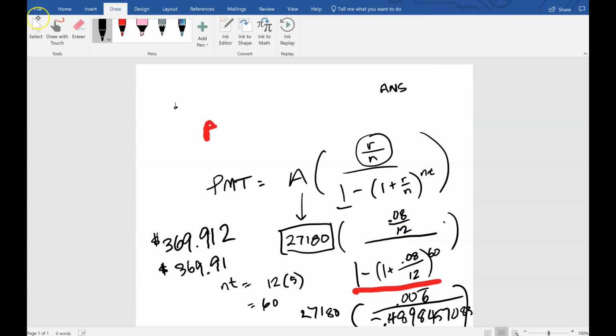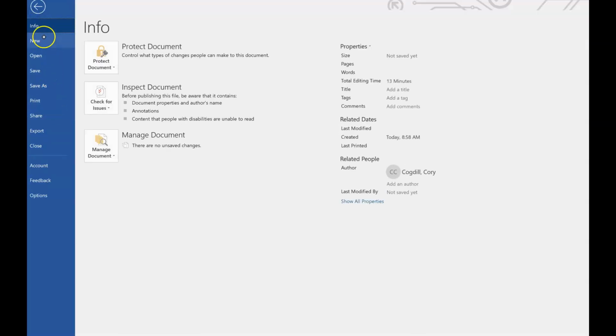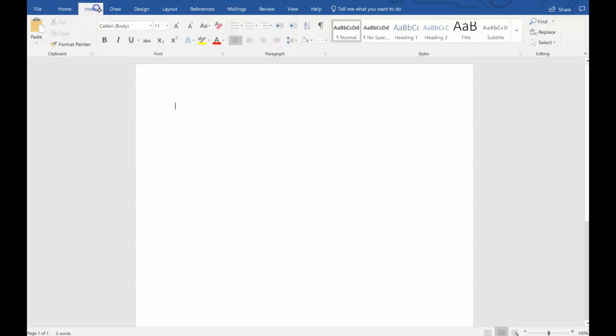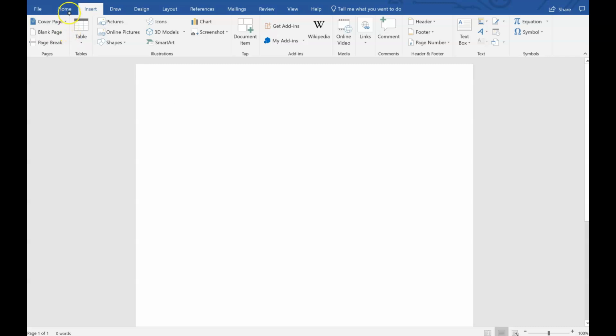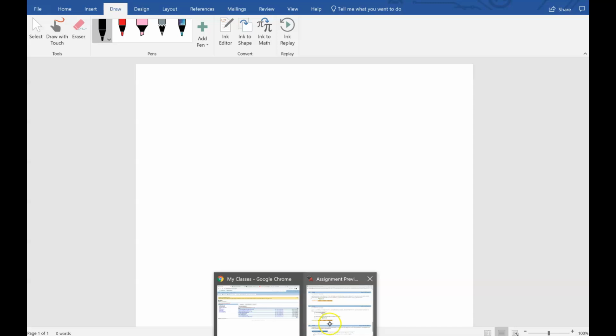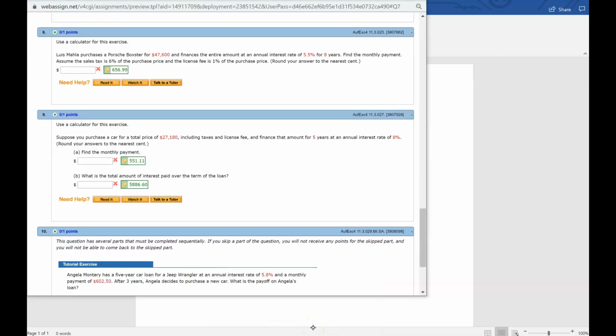Let me go ahead and clear this off. And let's gather our information for this problem. If I'm not mistaken, we purchased a car for $27,180, and we're going to finance it for 5 years, and the interest rate is 8%. That's pretty much all we need to know. And just know that it is a monthly payment, so N is equal to 12 because there are 12 months in a year.